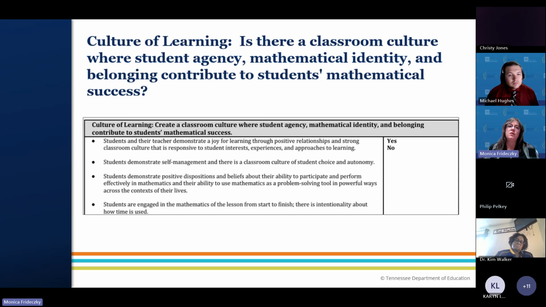So this is just focusing in on whether the culture of learning is conducive to contributing to students' mathematical identities and agency. I want to give you a minute. I'm going to monitor my time. I'm going to give you a minute to read through those indicators, and if you would like, please make note of anything that stands out to you.